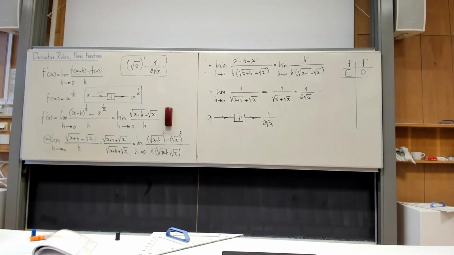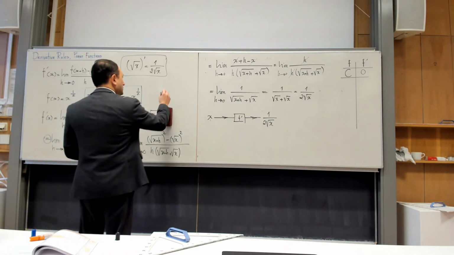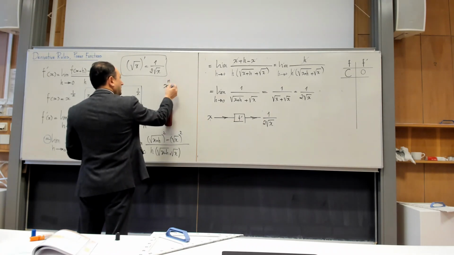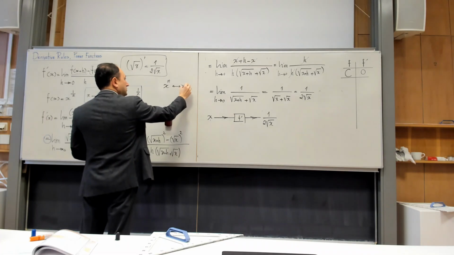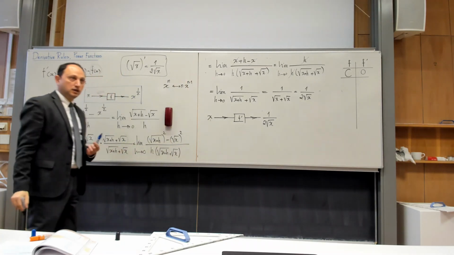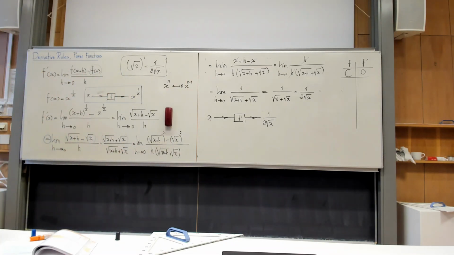Okay, but that was not my goal. My goal was to discover the pattern. Yes? So what was the pattern for the time being? You see, I learned that the pattern is taking n down and then x to the power of n minus 1. I learned that it worked for positive natural numbers, positive integers and negative integers.